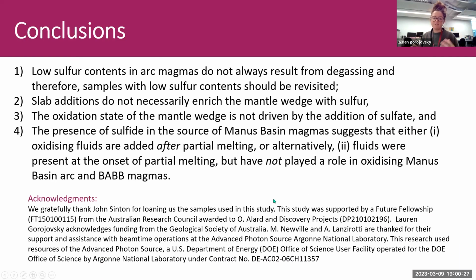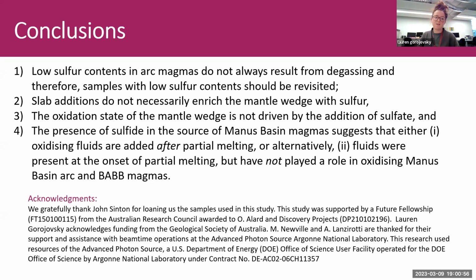So to summarize everything, there's quite a few points. First of all, low sulfur contents in arc magmas do not always result from degassing, as is commonly believed. Therefore, samples with low sulfur content should be revisited. Additions from a subducting slab do not necessarily enrich the mantle wedge with sulfur, and the oxidation state of the mantle wedge is not necessarily driven by the addition of sulfate.